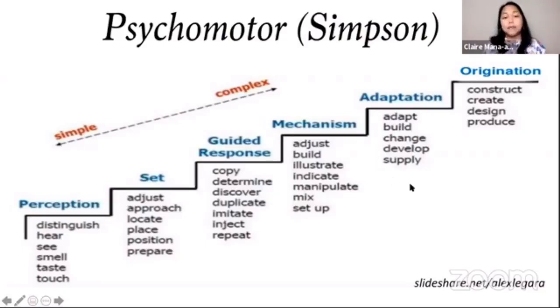Now, adaptation mo, you're able to adapt, to build, to change, to develop, and to supply. So say, going back to our example of a basketball player. Kanina sa guided response, no, kinokopya lamang niya kung anong pinapagawa sa kanya, dribble lamang ng bola, for example, kinokopya niya yung coach niya kung paano mag-layup. Now, mechanism, alam na niya kung paano i-mix yung dalawang movements na to. Sa adaptation, he already knows how to adapt. Say, sabi go ahead and show me how to dribble the ball and do the layup. Okay, so marunong na siyang mag-combine ng dalawang movements na yon, dalawang skills na yon, through mechanism.